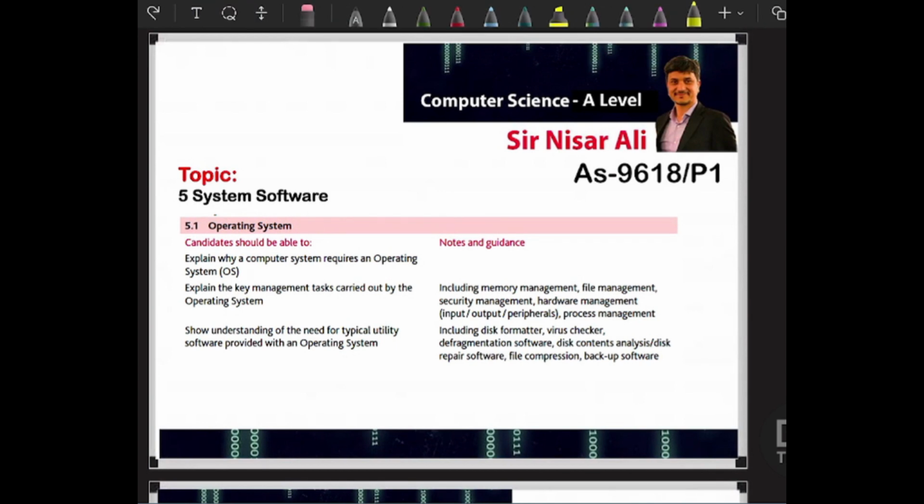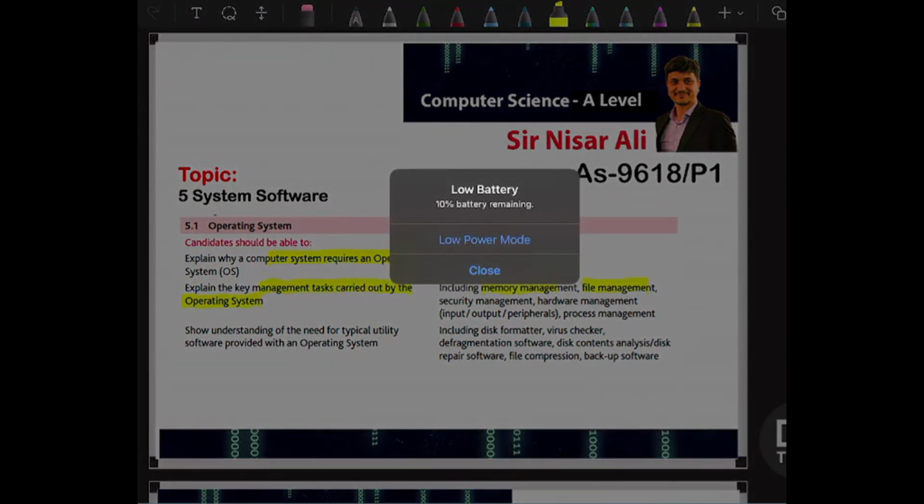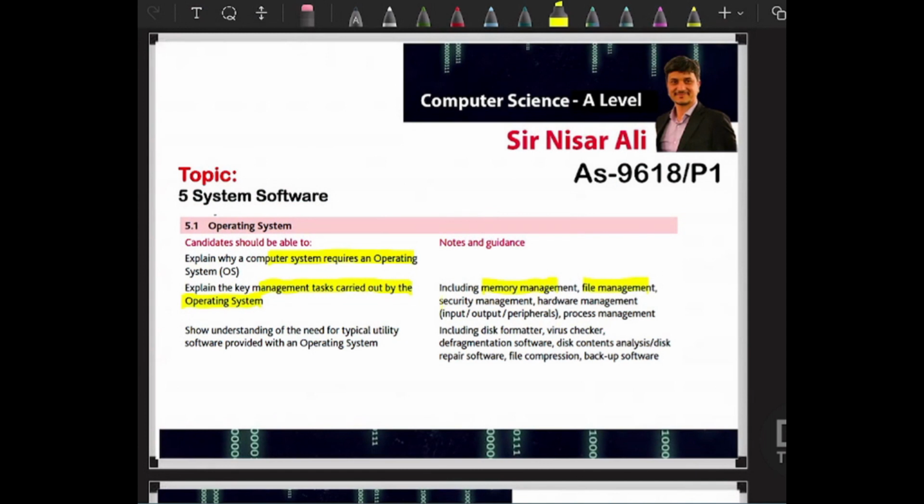and explain the key management tasks carried out by the operating system. We'll discuss these management tasks, like we'll talk about the memory management, file management, security management, hardware management, and the process management. So let's start.